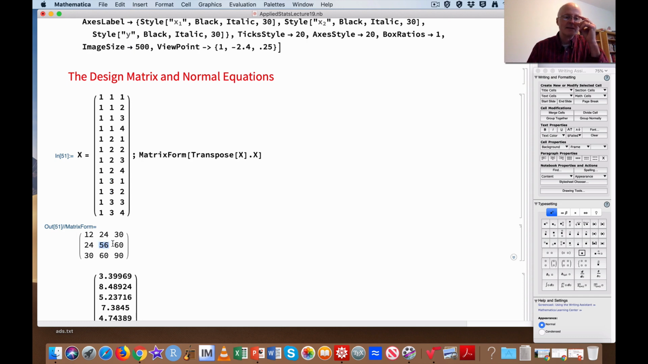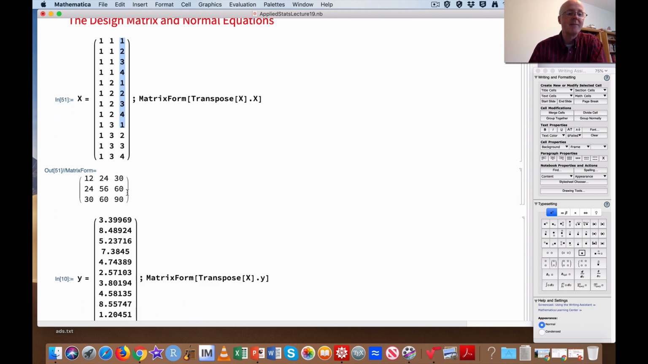Okay, 60, that should be what? The sum of the products of these things, I think. And the 90 should be the sum of the squares of these things. So you should take the time to double check that.